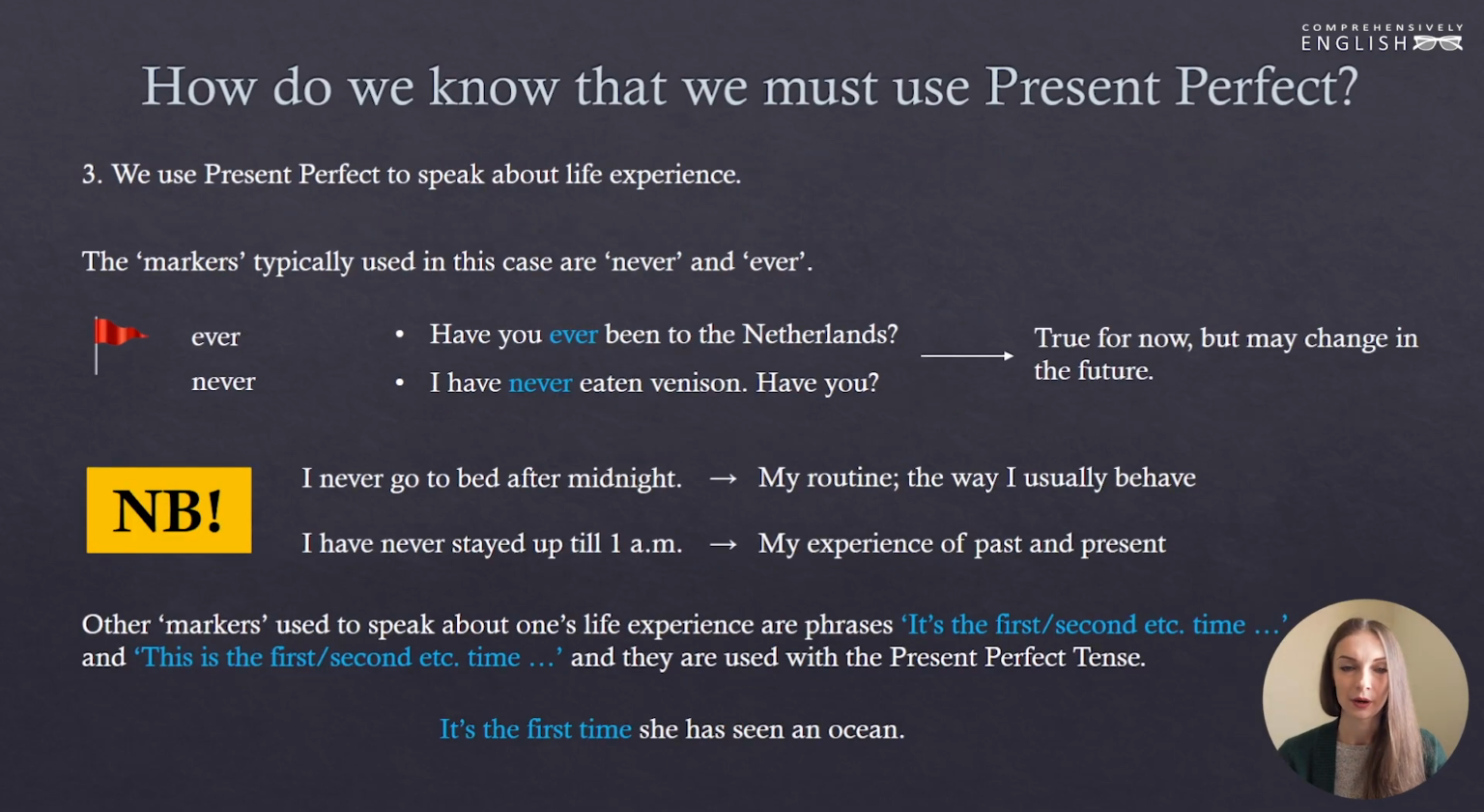The third thing about the present perfect tense is we use the present perfect tense to speak about life experience. The markers here would be ever and never. So remember that game, never have I ever. Have you ever been to the Netherlands? I have never eaten venison. Have you? Both situations are true for now, but may change in the future. So one day you may go to the Netherlands, and one day I may try venison.